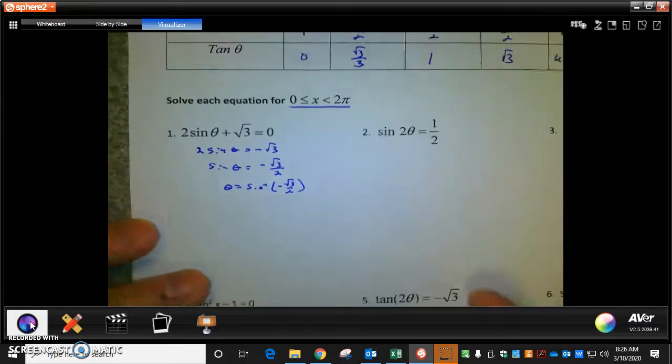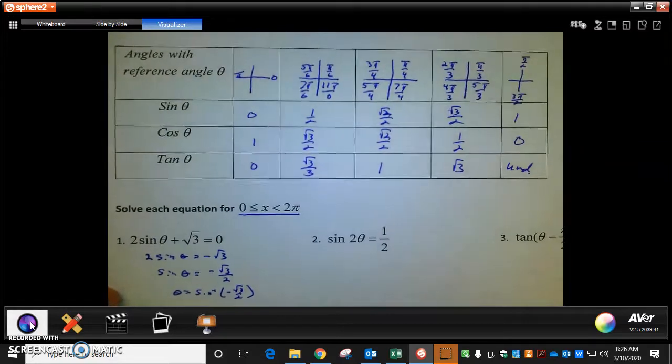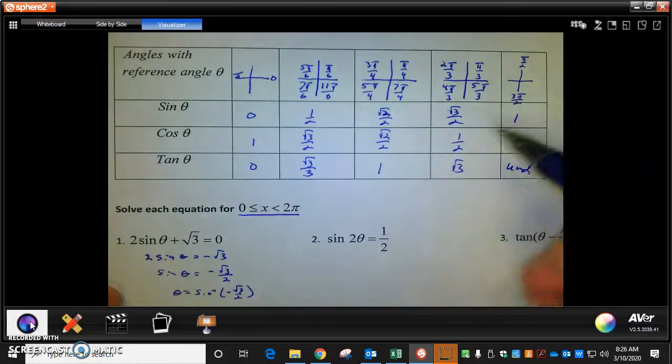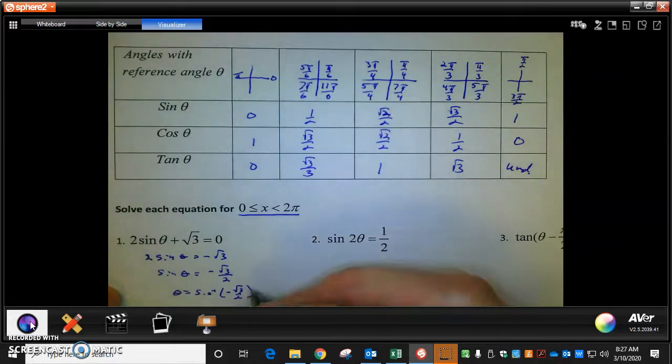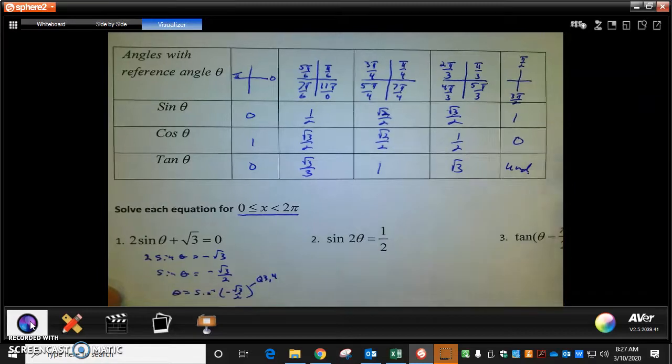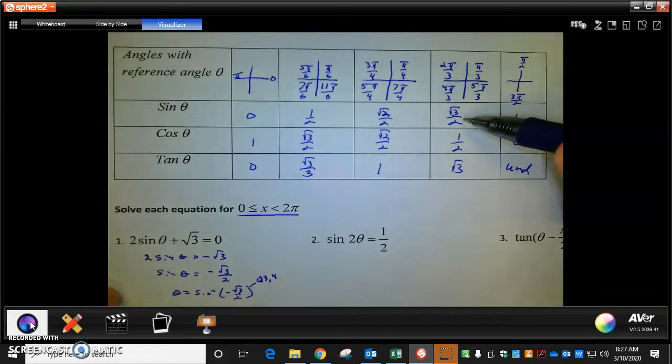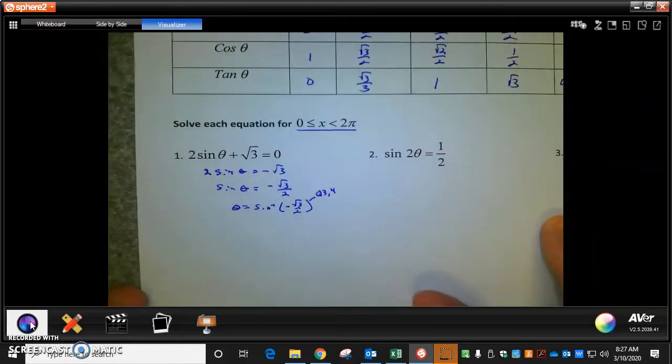So we'll go to our chart. Sine radical 3 over 2, this is negative. So again, think about that. We want the answers that are in quadrants 3 and 4. So radical 3 over 2, we're going to do 4 pi over 3 and 5 pi over 3. So those are going to be our solutions.